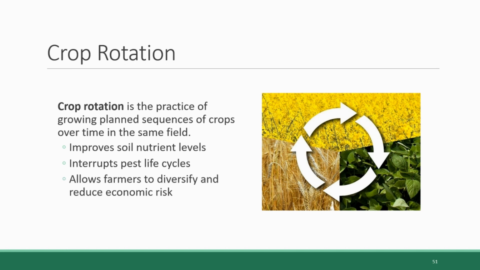Crop rotation also has an economic benefit. It can allow farmers to diversify what they are growing and thereby reduce their economic risk. Because if you're only growing corn and it's a bad year for corn, then you're all in on a bad thing. Whereas if you grow a variety of crops and one of them has a bad year, then your downside risk is smaller.